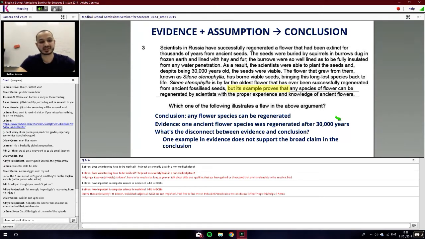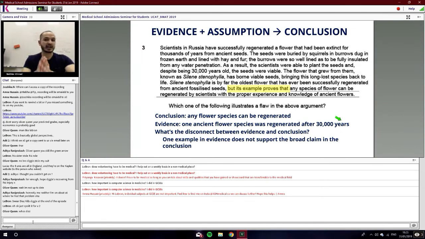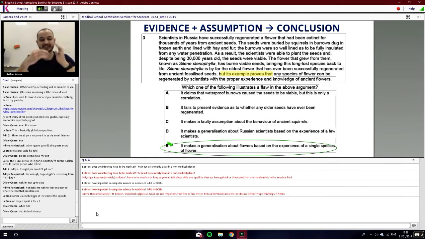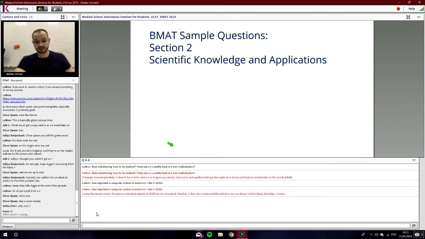Look for something that's the most similar to this: one species of flower isn't accountable for all the different species, and there are millions and millions of them. So we'll try and find that. And if you look at answer E, it says it makes a generalization about flowers based on the experience of a single species of flower. It's just exactly that. So with these kinds of questions, don't look at the answers first, because those will only make you biased towards one answer rather than the correct one maybe. So it's a very good idea to think of the conclusion, think of the evidence, think of the assumption, and then go from there. Right, so that is the first section.